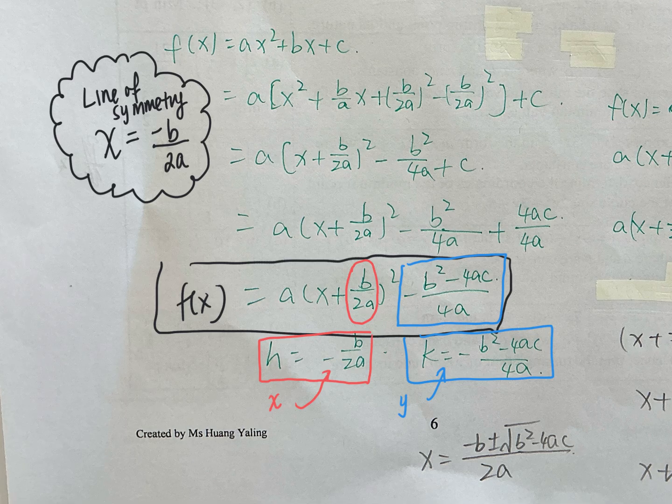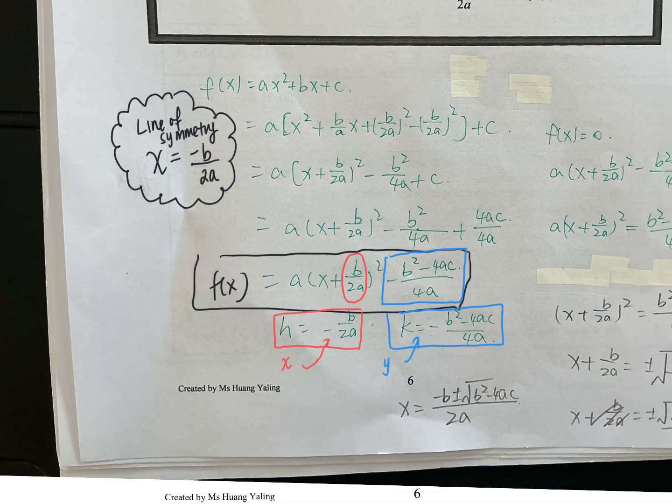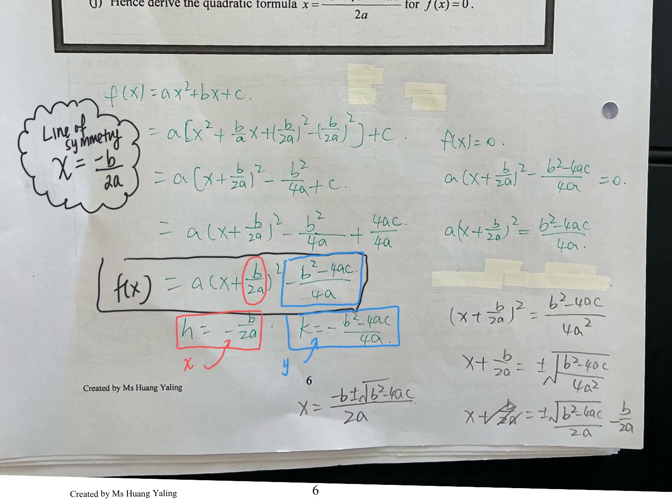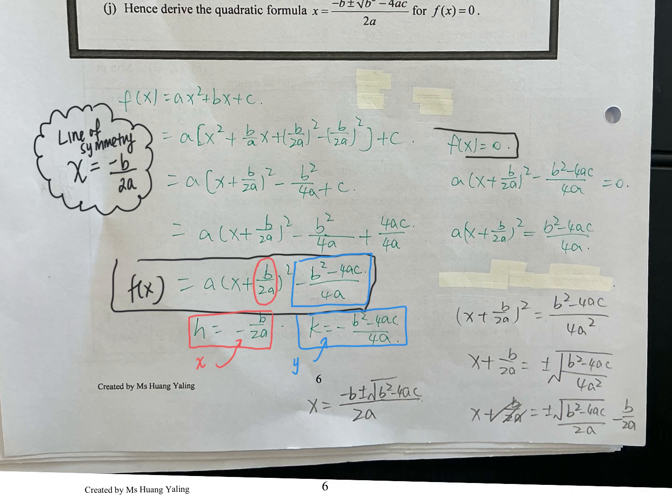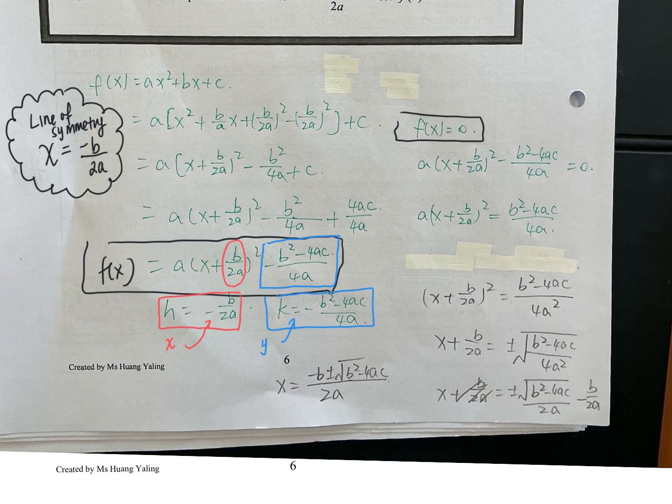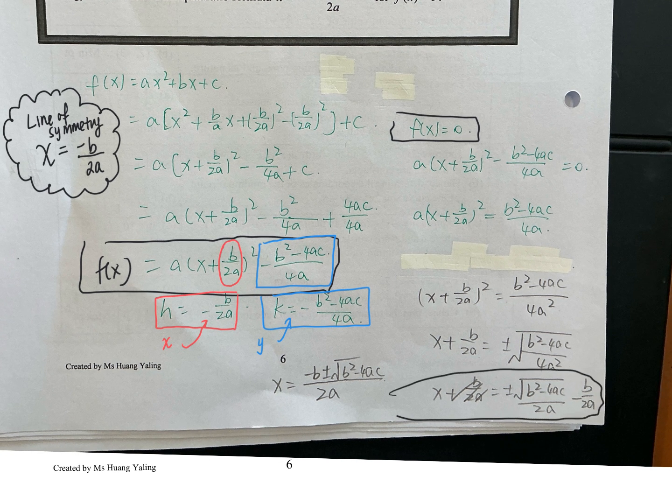But anyway, just remember, for line of symmetry, you can use that formula to help you. And then if you equate f of x to 0, shift the entire chunk over, divide by the a, take a square root, bring the b over 2a over, that is your quadratic formula. That's how mathematicians came up with the quadratic formula. This is the one that you memorize: negative b plus minus square root of b squared minus 4ac, over 2a. So this is the quadratic formula derivation.